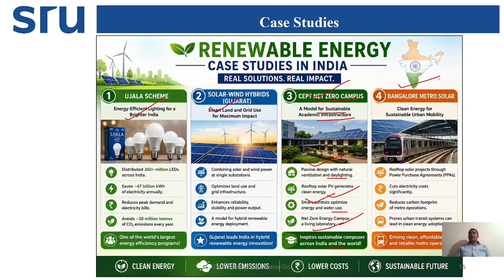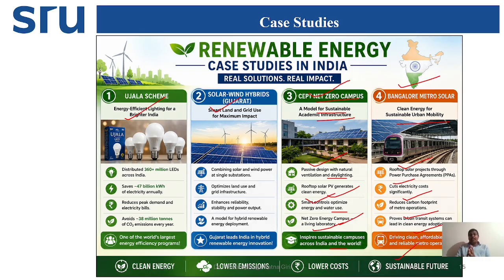Then we have the Bangalore Metro solar panel installation, which is a very strong case study. We can think about rooftop solar projects. They cut subsidy costs, reduce the carbon footprint, provide urban transport, and drive clean, affordable, and reliable metro operation. One of the world's largest energy programs is the Ujjwala scheme, along with solar wind hybrids in Gujarat, the SEP net zero campus in India, and the Bangalore Metro solar case study. These are case studies offering real solutions for real impact, lowering cost, lowering impact, and delivering clean, renewable energy, which will improve sustainability for the future generation.